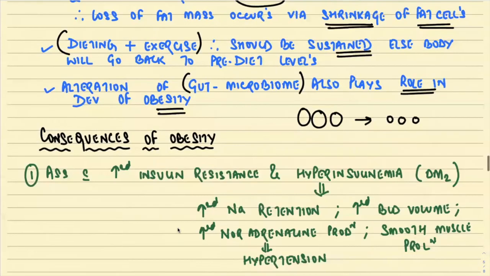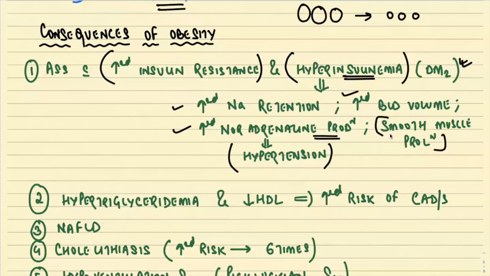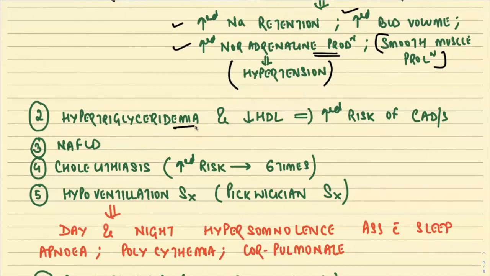Okay. So what are the consequences of obesity? It is associated with increased insulin resistance as well as hyperinsulinemia, leading to predisposition to diabetes mellitus type 2. This hyperinsulinemia can cause excessive sodium retention and excessive release of norepinephrine, causing hypertension. It can also increase the blood volume and cause smooth muscle proliferation. It can lead to hypertriglyceridemia and a decrease in the HDL levels, which increases the risk of coronary artery disease.